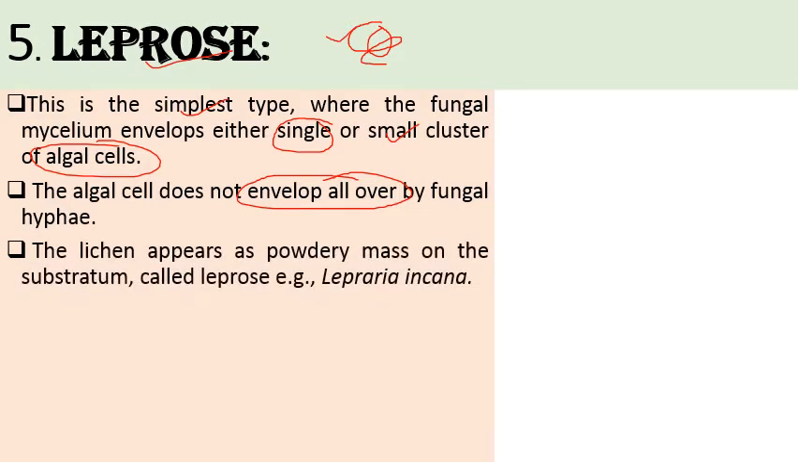और ये जो लाइकन्स हैं, they appear as powdery masses on the substratum, जैसे पाउडरी मास की तरह अपीयर होते हैं सबस्ट्रेटम के ऊपर. So that's why they are known as leprose form. और इसमें जो एग्जांपल है, that is Lepraria incana. So this is the example.